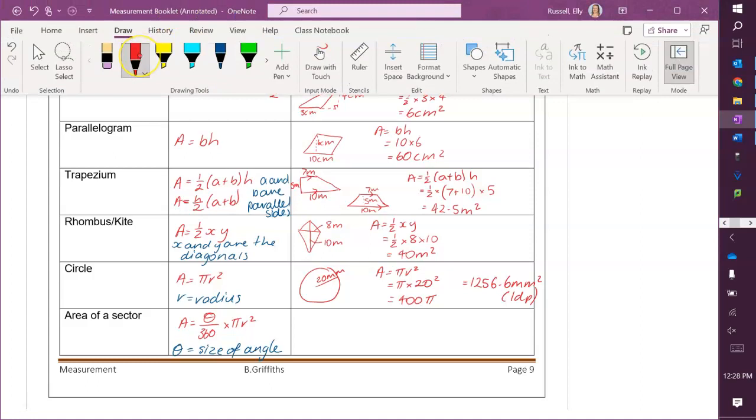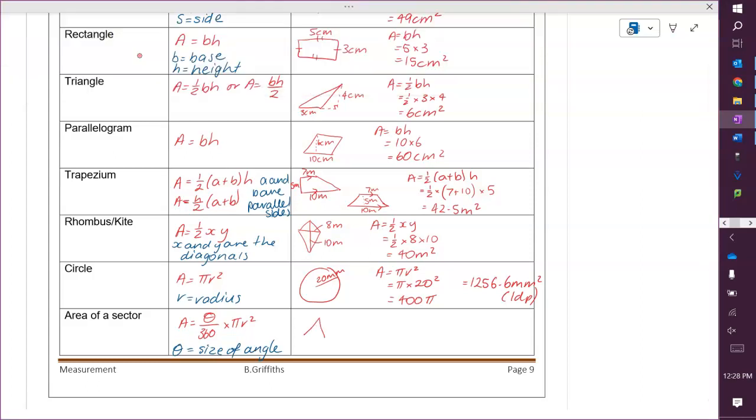So if we go to draw our sector of a circle or our piece of a pie, the radius will be the same, and then our angle will be given to us as well. So we have area equals theta over 360 times pi r squared. So our angle is 45 over 360 times pi times 5 squared. And if we put that in, we end up with 9.8 centimetres squared to 1 decimal place.